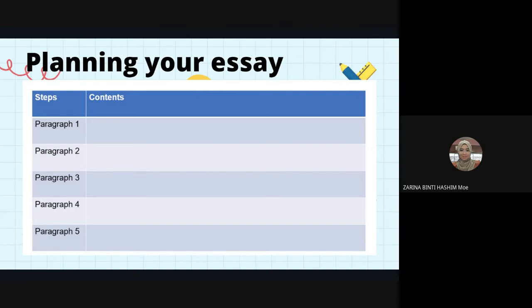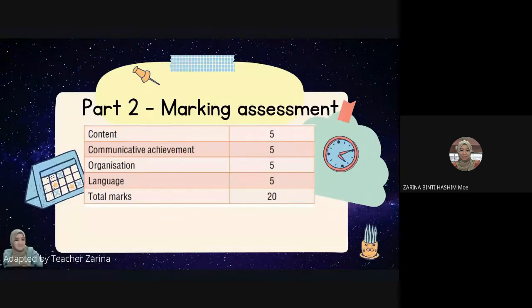Now let's look at the marks for each component. Again, the marking assessment for part 2 is the same, all 5 marks for each, but the weightage is not the same. For part 1, content is the same for all 3 parts, but for communicative achievement, organization and language, there will be some differences, in the expectation of the essay that you are going to write.